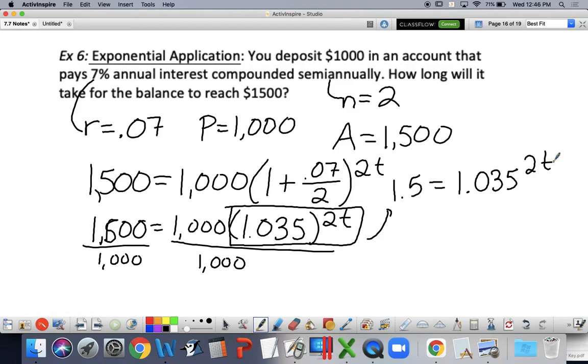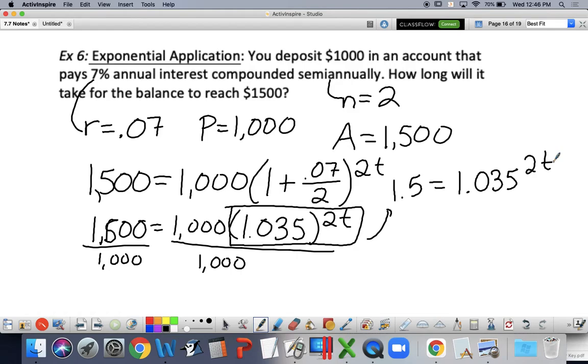What did we do, square root it by 2t? Unfortunately, we can't. The reason being, why have we started learning about logarithms? If my exponent is a variable, I'm going to have to use logarithms to solve.